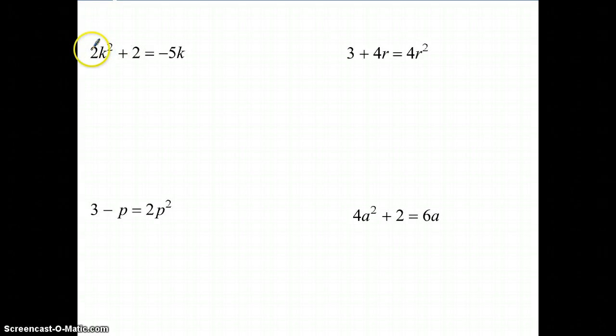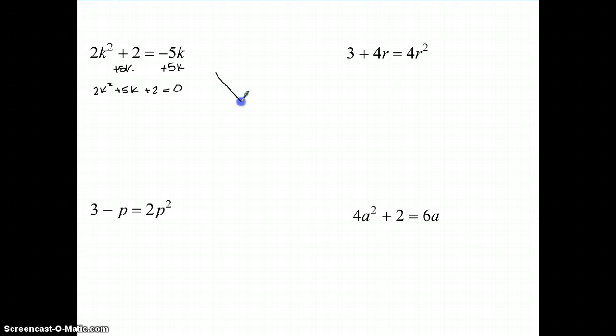Since my squared term is already positive, I'm going to add the 5k from the right and move it to the left. Now remember that you always want your exponents to go in descending order. So first I'll write my 2k squared, and then I will write my positive 5k before I write my positive 2. And all this equals 0. Now from here we factor completely and use the zero factor property.